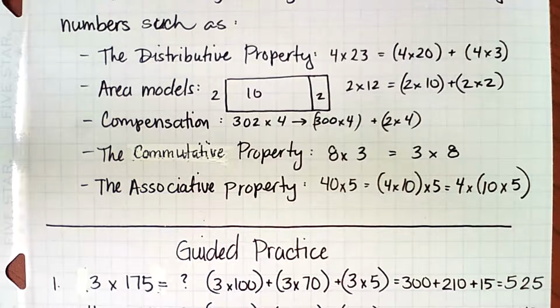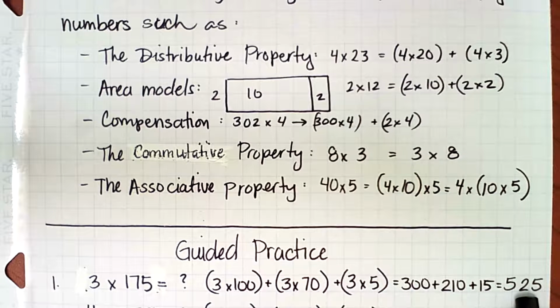I used my distributive property and broke apart my 175 into 100 and 70 and 5. So 3 times 100 was 300. 3 times 70, because I know 3 times 7 is 21, is 210. And 3 times 5 is 15. When I add all of those together, I got $525 for that first option.